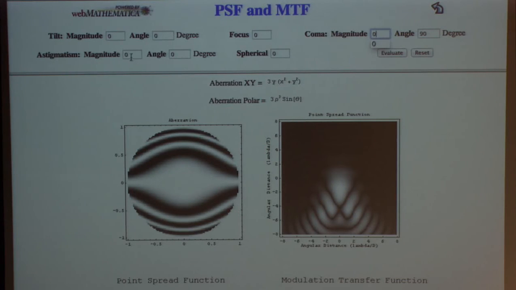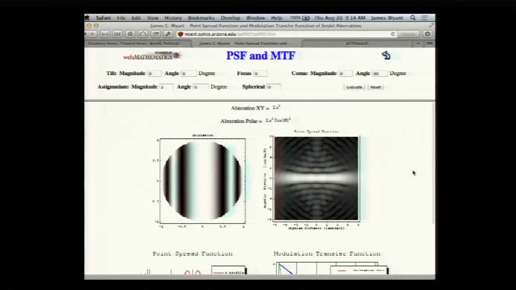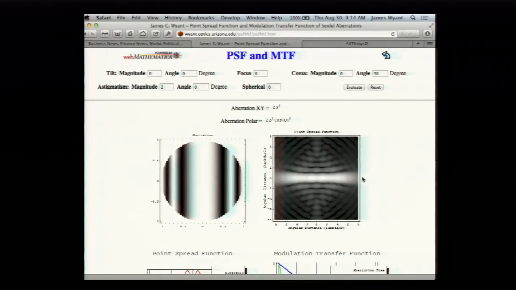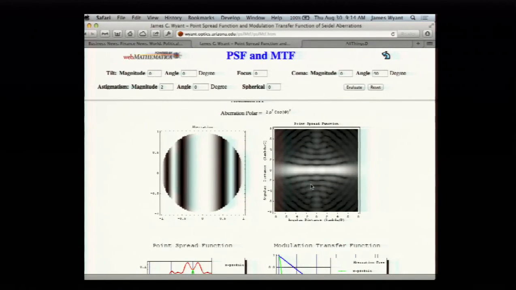So we'll look at astigmatism. And where's astigmatism? I don't know. How much should I put in? 2 waves? I don't know. So this is what the wavefront looks like. And this is what the image looks like. So it's sort of like a line. I mean, you get a lot of other structure in here, interference, but it's sort of like a line.